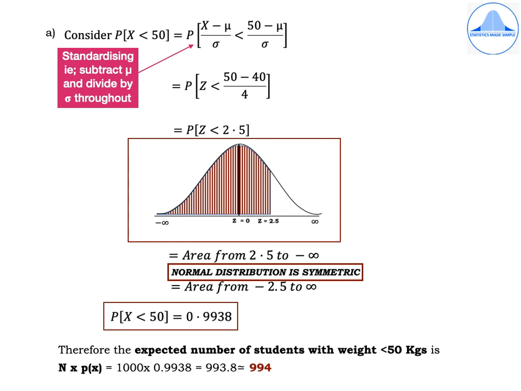Now again from 2.5 to minus infinity we cannot obtain a value from the table. So write the sentence that since the normal distribution is symmetric, it will be equal to area from minus 2.5 to infinity. So you'll get probability of x less than 50 is 0.9938. Therefore, the expected number of students with weight less than 50 kgs is capital N into P of x, which is equal to 1000 into 0.9938, which is equal to 993.8. Now approximate it to a whole number, which is 994.